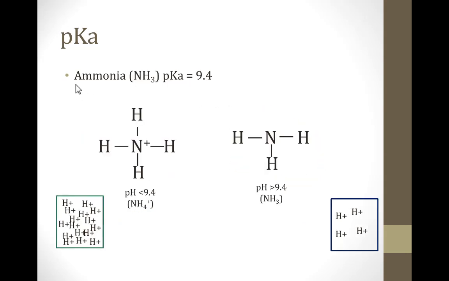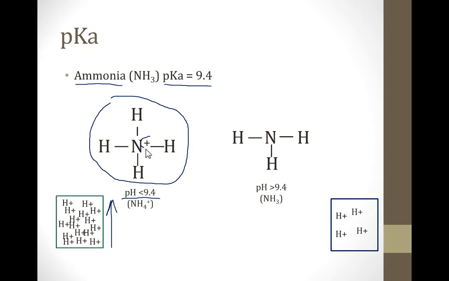Let's also consider the case of ammonia, which has a very high pKa of 9.4. So if the pH is less than 9.4, you can just think of that as a solution that has lots of hydrogen ions around relative to where ammonia likes to be in equilibrium. This means you're going to be more likely to find the NH4 form where the ammonia is protonated and has a positive charge. On the other hand, if the pH is greater than 9.4, you can just think of this as having relatively few hydrogen ions around compared to where ammonia likes to live in equilibrium. Therefore, you're going to be more likely to find the NH3 unprotonated form of ammonia.